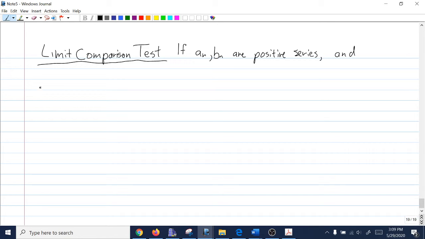and if the limit as n goes to infinity, I think we write it as an over bn. Yeah, I want to think of it as the known function on bottom, because fractions with simple denominators are usually easier to manage. So if this limit is L, where L is not 0 and L is not infinity, it couldn't be negative infinity because these are positive series, so the ratio is positive. You can't go to negative infinity if you're positive.